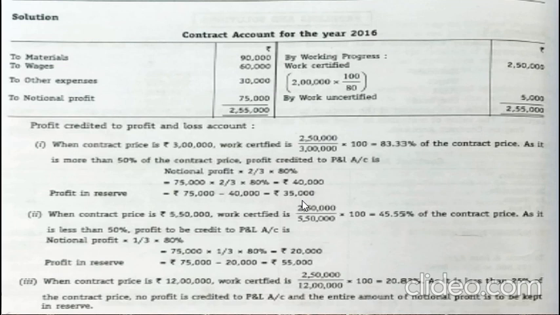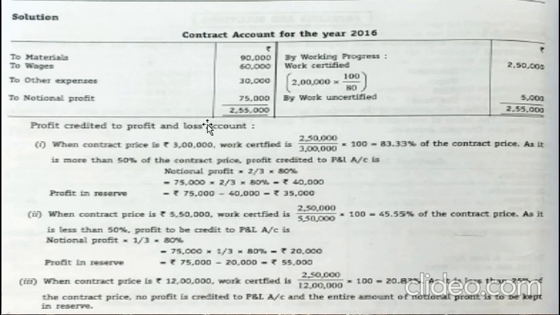In your second alternative, when the contract price is 5,50,000, the percentage of work completed is 45.55 percent. When it is 45.55 percent, as per the rule, it is less than 50%, so the profit to be credited to profit and loss account is notional profit into 1 by 3 into 80%. So 80% is the percentage of cash received.